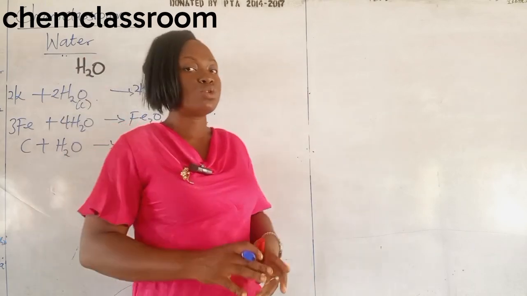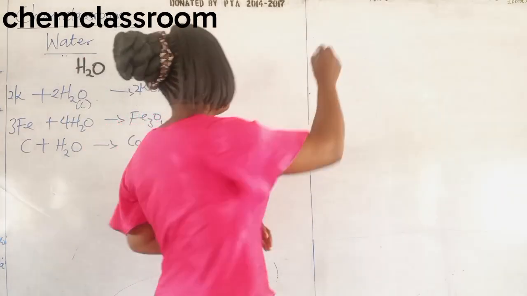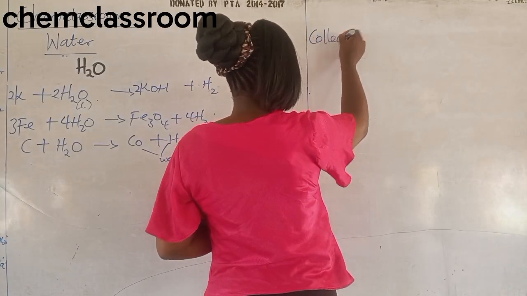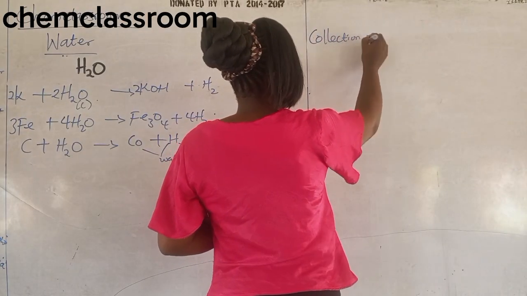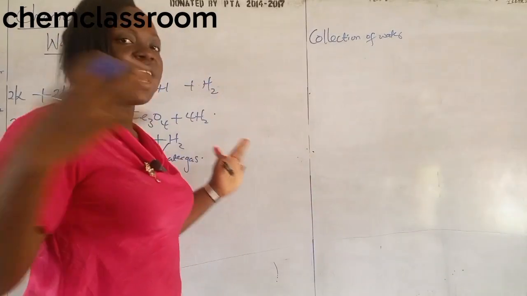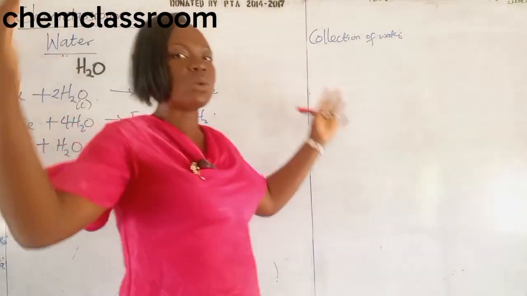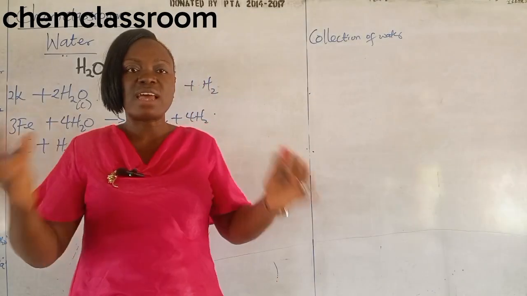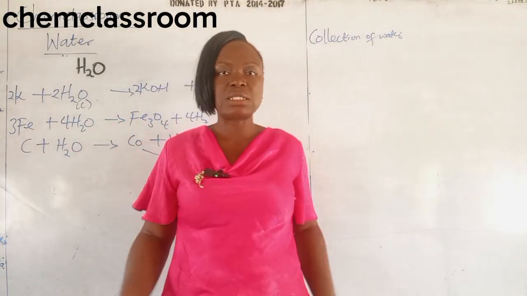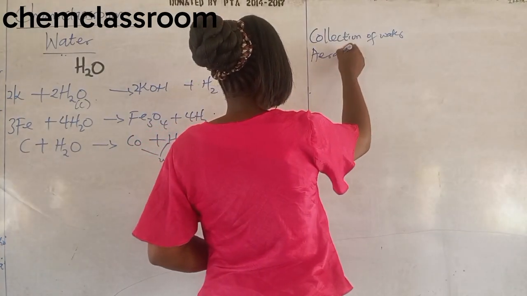The first thing you do is to what? To collect the water. Collection of water, either from rainfall, stream, lakes, wherever you want to get your water from. Then after that, you aerate the water. You stir the water so that if there are some odor, volatile gases and all that. So the next one is your aeration.